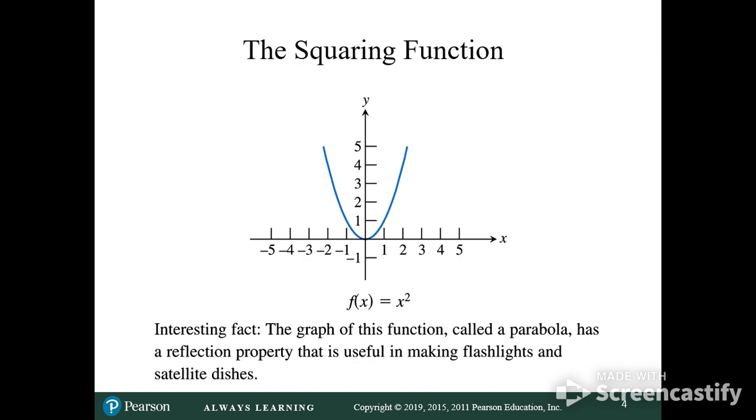The squaring function, quadratic, y equals x squared, makes a parabola. Parabolas you'll see out in the real world in various places: flashlights, satellite dishes, that type of thing. Those are parabolas.